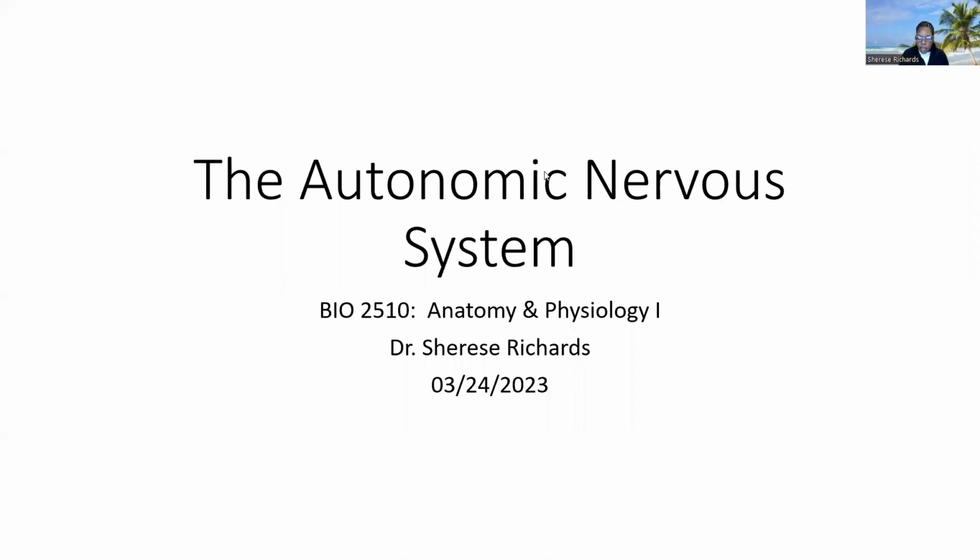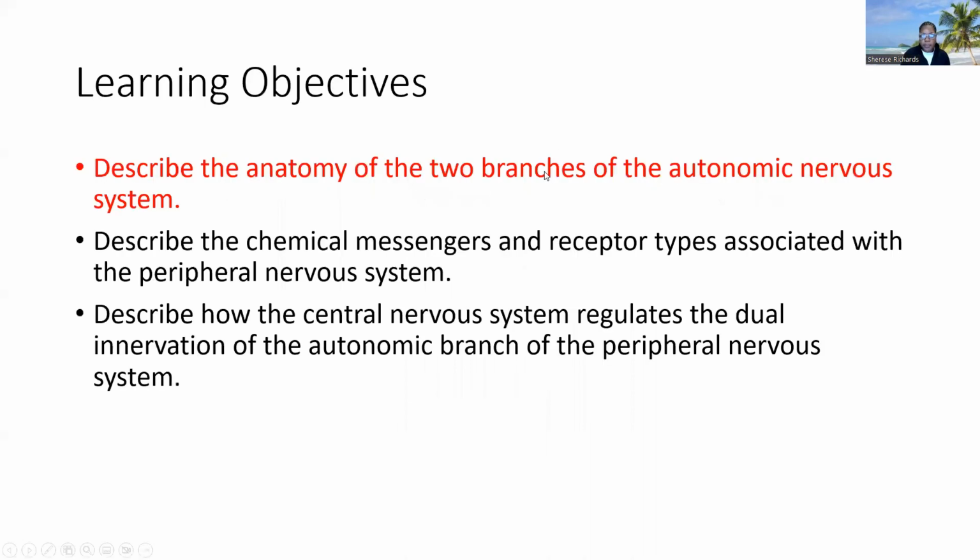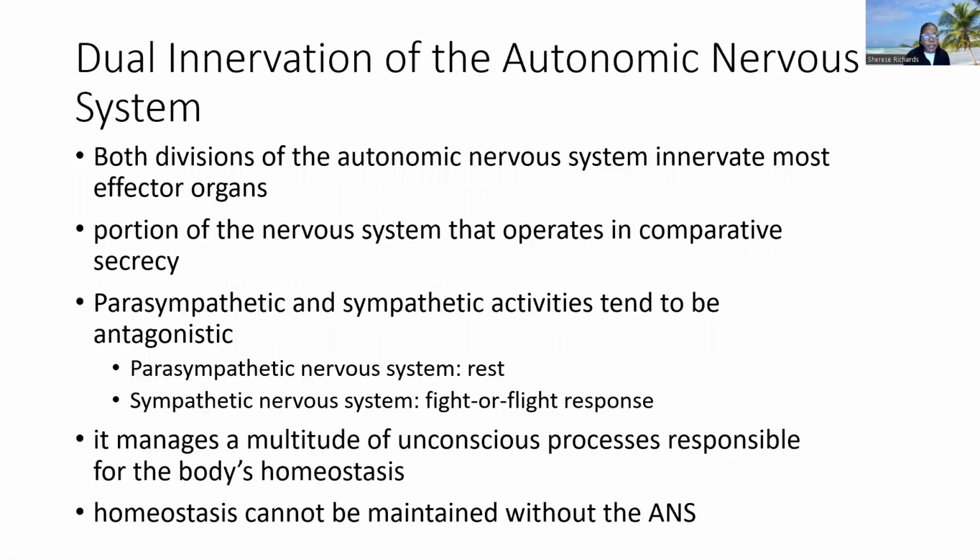So our first objective is to describe the anatomy of the two branches of the autonomic nervous system. Now, before we get into the autonomic nervous system, I want to take a step back and talk about where this fits into what we have described so far. When we think about the nervous system, we have central and peripheral. Central, we said, was brain and spinal cord. Peripheral, we said, was everything outside. Now, as far as looking at the peripheral nervous system, we can further divide that into autonomic and somatic.